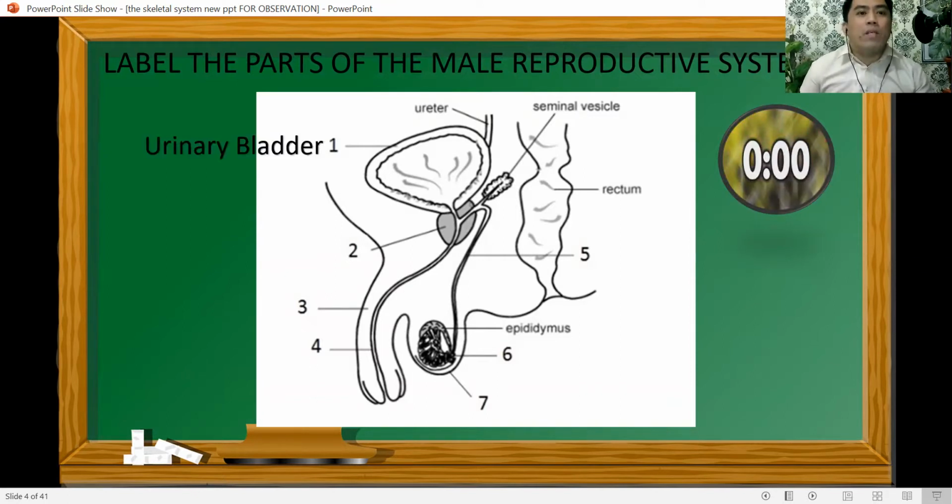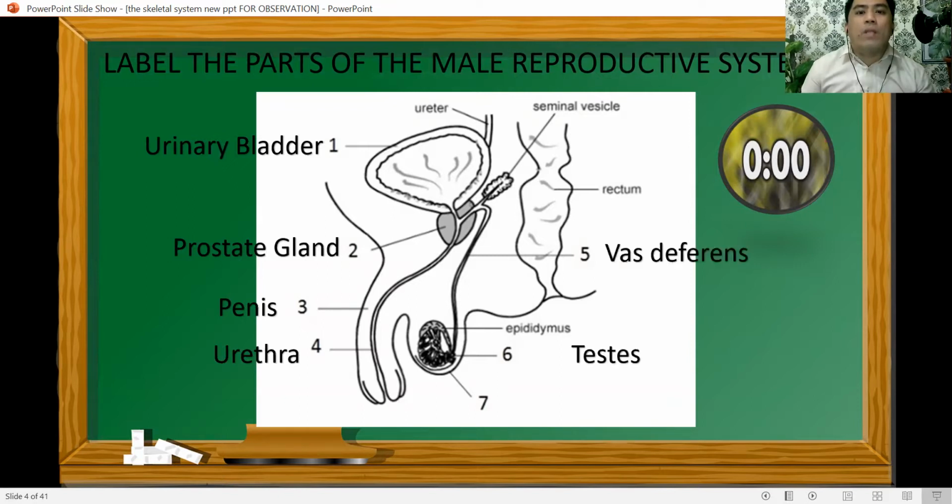So number 1 is the urinary bladder. Number 2, the prostate gland. Number 3, it's the penis. Number 4, the urethra. Number 5 is the vas deferens. Number 6, it is the testes or the testicle. And number 7, it's the scrotum. Okay, so kung nakuha lahat, congratulations!